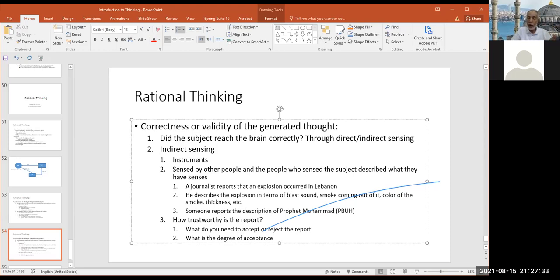Now, my previous information is that something that's narrated in multiple chains, I judge, my thought is that this report is certain, with certainty. Okay, if it's below tawatur, then I say it's dhann, it's best judgment. But still, I'm talking about the sound itself.